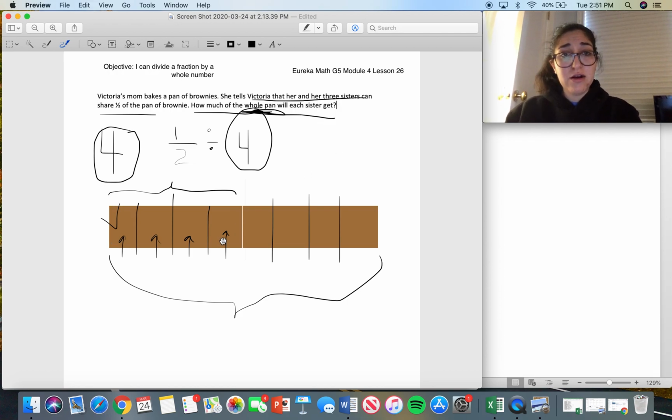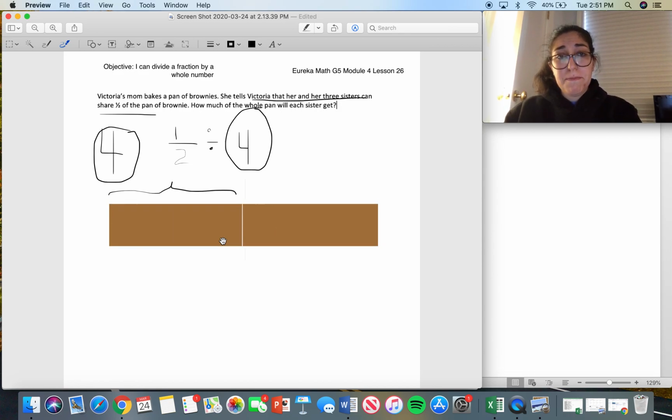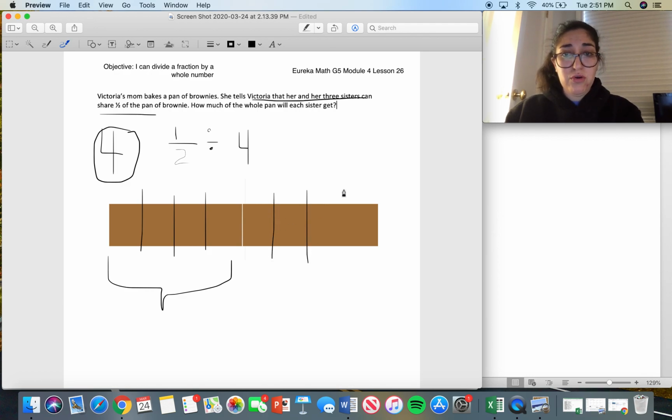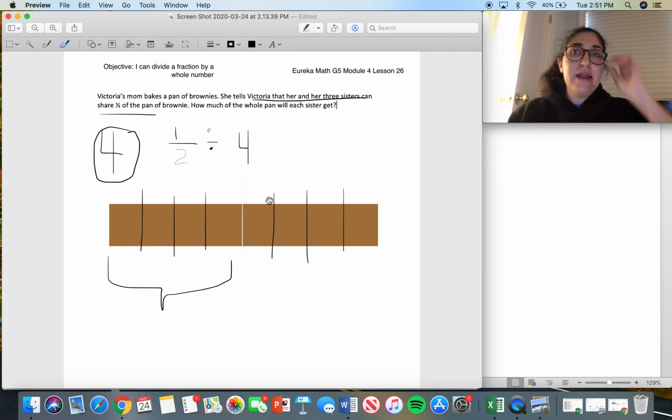So again, what I did there is I started by taking my whole brownie, I cut it in half for this half, right? There's where I cut it in half. And then I divided this 1/2, I divided it into 4. I went 1, 2, 3, 4. And because I did it to this side, I'm also going to do it to this side. 1, 2, 3, 4. And then I need to figure out how much will each sister get.